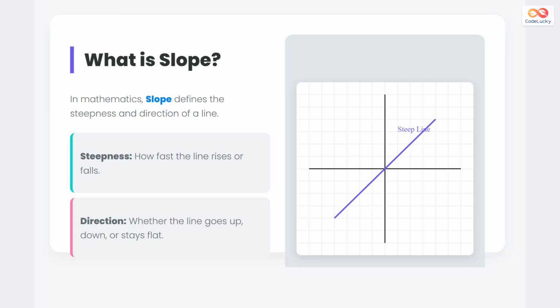So, what exactly is slope? In mathematics, slope is a number that defines two things about a line: its steepness and its direction. Steepness tells us how fast the line rises or falls, while direction tells us if it is going up, down, or staying flat. We typically use the letter m to represent slope.